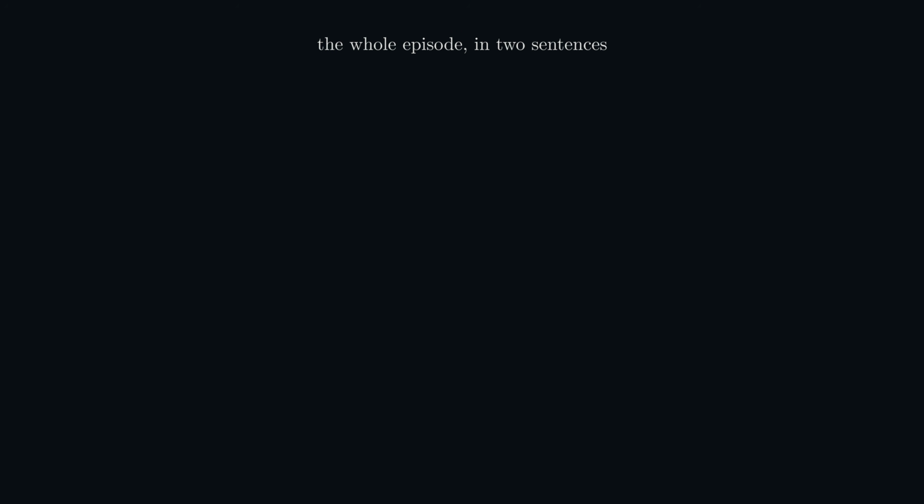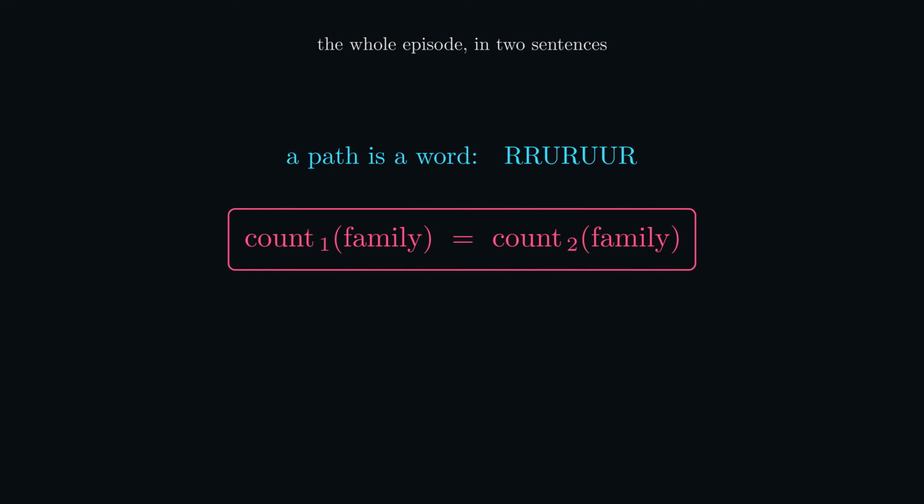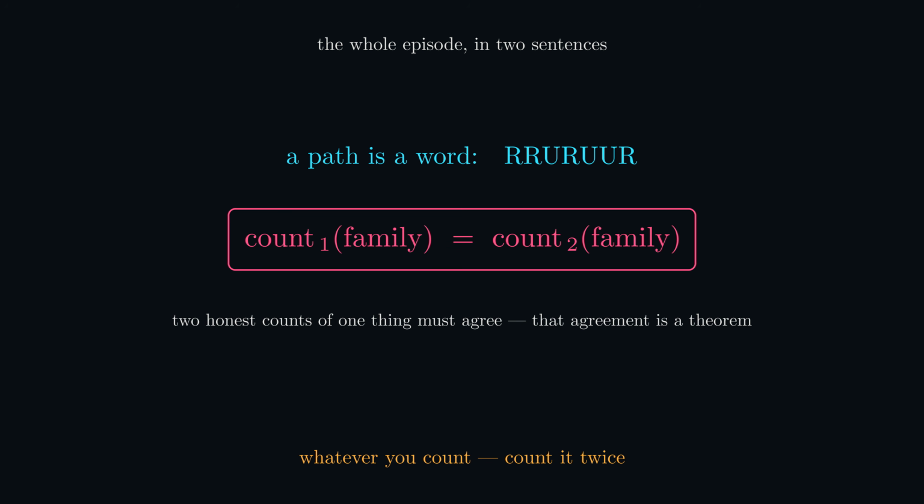Here is the whole idea of this episode, in 2 short sentences. First, a path is not a picture. It is a word, 1 letter R for every step right, 1 letter U for every step up. Counting routes is counting words. Second, and this is the engine, count the same collection of paths from 2 different viewpoints, and the 2 answers must agree because they answer the same question. That agreement is an equation, an identity proved with no algebra at all. Whatever you count, count it twice.